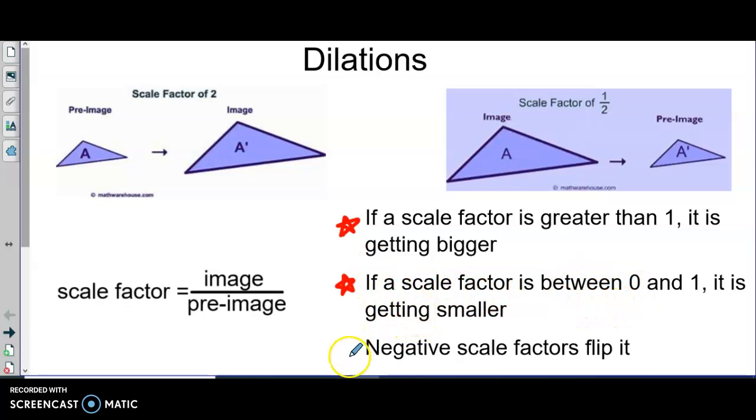smaller. A negative scale factor does not make it smaller. A negative scale factor actually flips it, but we're not going to see negative scale factors right now. I just wanted to point it out that for it to be getting smaller, it's usually a fraction or decimal between 0 and 1. A negative is not what makes it get smaller.